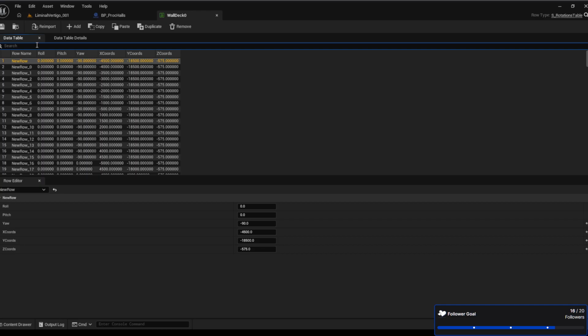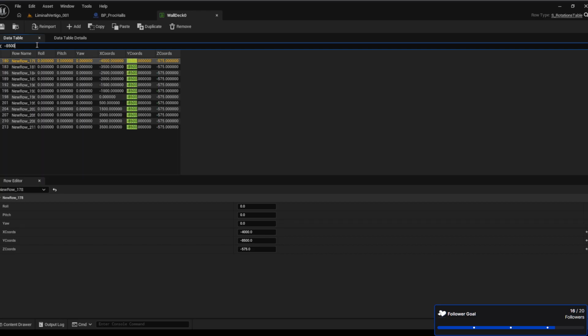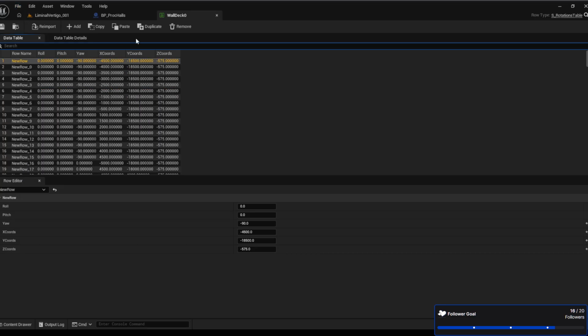I'm looking for negative 8,500. This becomes negative 3,500. This becomes negative 3,000. This becomes negative 1,000. This becomes negative 500. Save that. And that's it for that.